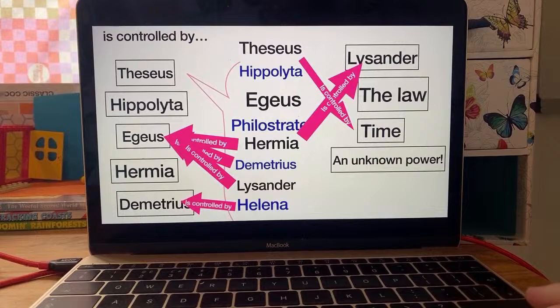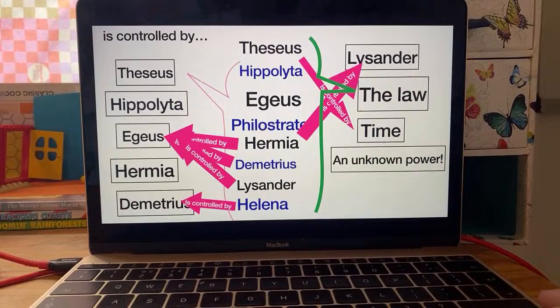Theseus, who's he being controlled by? He's being controlled by time. But we've also found out that he is not above the law. And indeed, we can say that they're all being controlled by the law, right? At least at this point in time, they're all being controlled by the law. And we've also heard that Hermia is being controlled by some sort of unknown power that is making her feel very bold, but we don't know what that is.